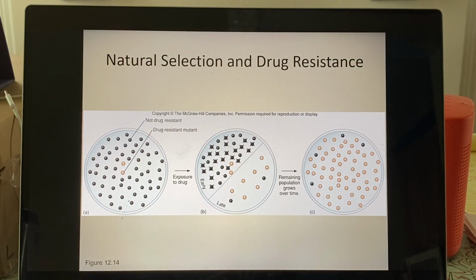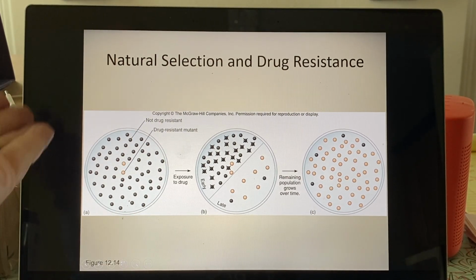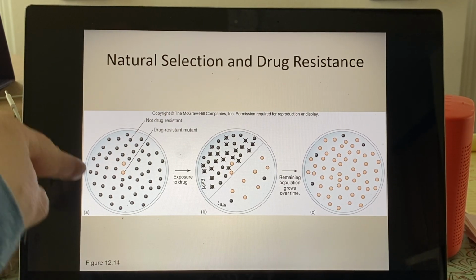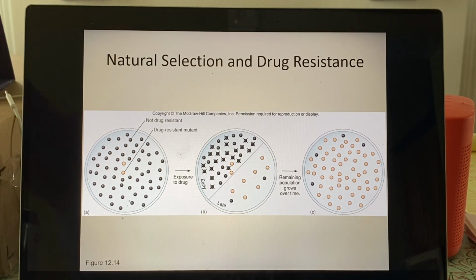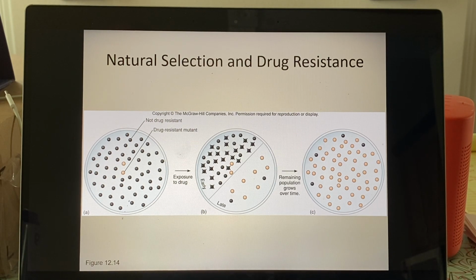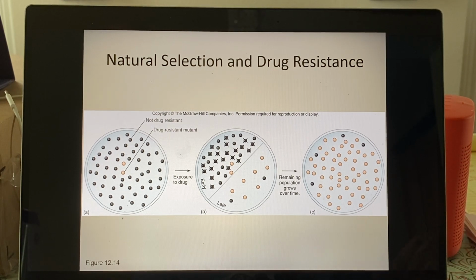So this is really what's happening. If this were, let's say, in a human, you would have all these different bacteria that are not drug resistant. And so when the drug is taken, you get rid of all of those, right? But then you happen to have these drug resistant mutants that, once the drug is not there anymore, are like, whatever. And so they start replicating, and their population grows over time. And eventually you're populated with a drug resistant strain.